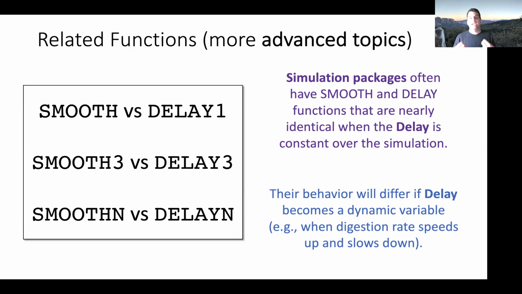That's once you make your delay change over time. Like a conveyor belt delays things constantly, but you could imagine the conveyor belt speeds up and slows down. When the delay itself is a variable that's changing over time, then these functions start behaving differently. But if you don't have delays that are changing over time, if you can't find smooth in your list, you can use delay 1. If you can't find delay in, you can use smooth in, and they're identical. So that's the reason why, when you're looking down through these lists, it looks like there are duplicate sets of delay functions, some called smooth and some called delay.